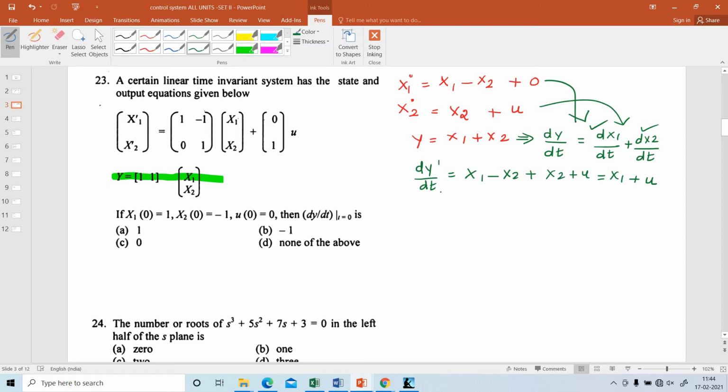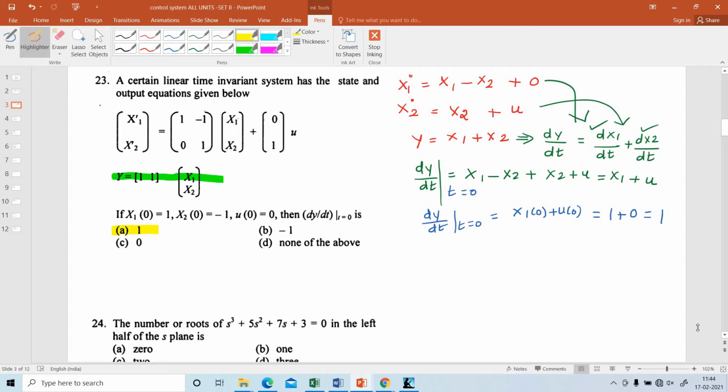I am going to find out dy by dt at t equal to 0. So what is the answer? dy by dt at t equal to 0 is x1 of 0 plus u of 0. What is x1 of 0? 1. What is u of 0? 0. So the answer is 1. So option A is the correct answer.